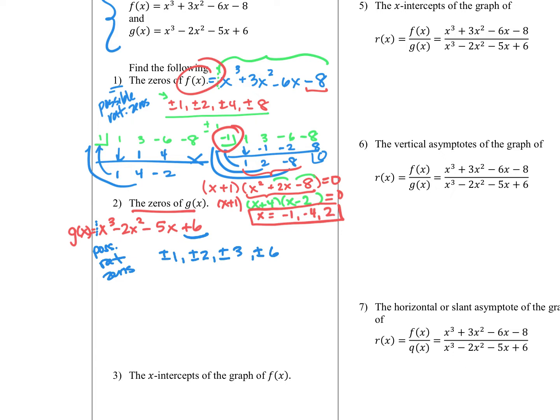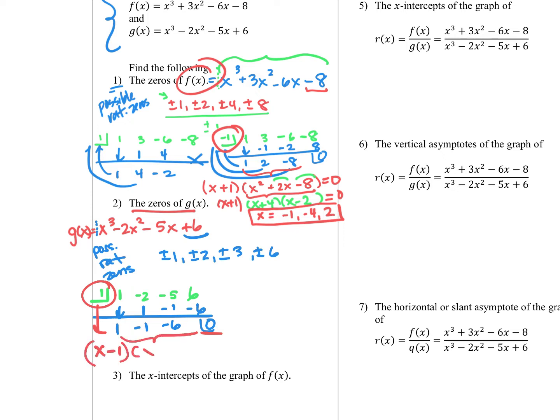Okay, so we're going to test some. Again, I'm just going to start with 1 because that's easy to start with. And then I'm going to put the coefficients: 1, negative 2, negative 5, 6. So we'll bring down the 1, multiply, we get 1. That's negative 1, negative 1, negative 6, negative 6. Woohoo! That worked perfectly. Because 1 is a zero, we got a 0 remainder, then x minus 1 is a factor.